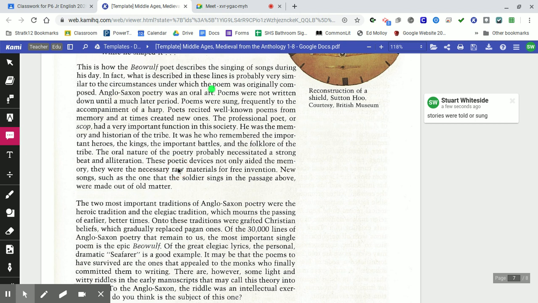The oral nature of the poetry probably necessitated a strong beat and alliteration. These poetic devices not only aided the memory, they were the necessary raw materials for free invention. New songs, such as the one that the soldier sings in the passage above, were made out of old matter.